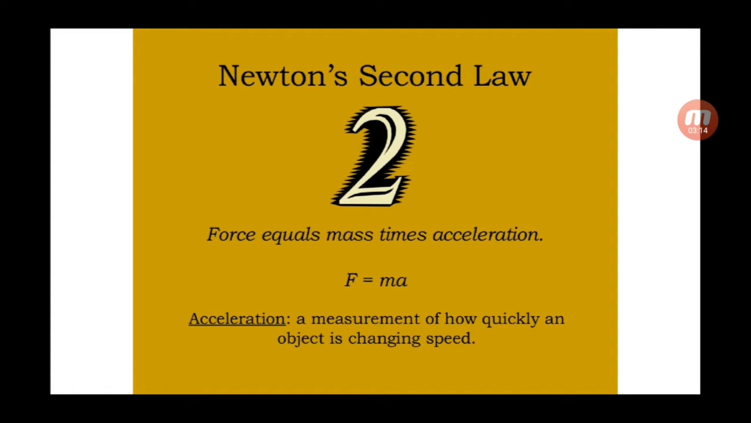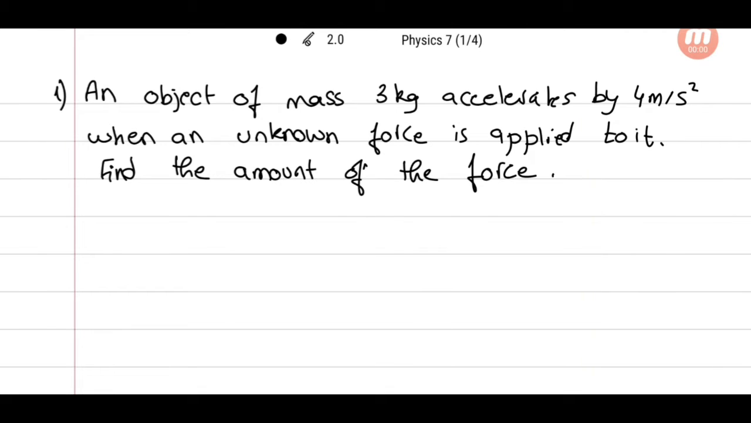So guys, Newton's second law is F equals m times a. You need to memorize this formula: F is equal to mass times acceleration. Okay? Now we will solve some exercises using Newton's second law. Okay, let's try to solve this exercise.